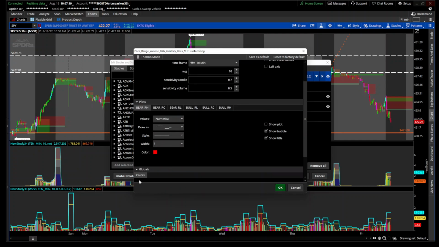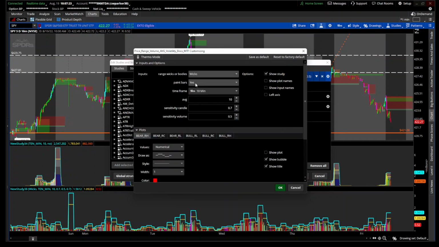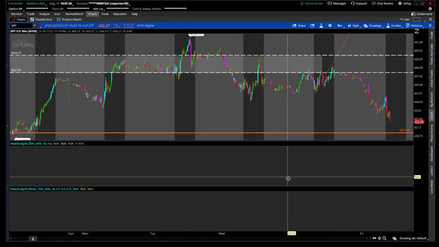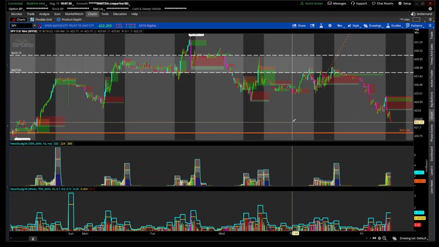You can go down here. If you don't like the colors I chose, you can change those colors. It has a setting in there to paint bars and everything. But for the most part, I use it for areas of possible support and resistance and areas of possibly getting in the market on the lower time frames.